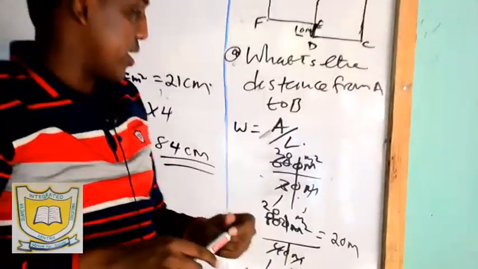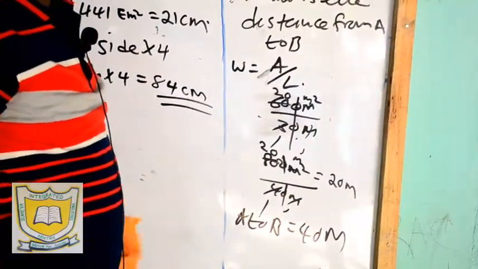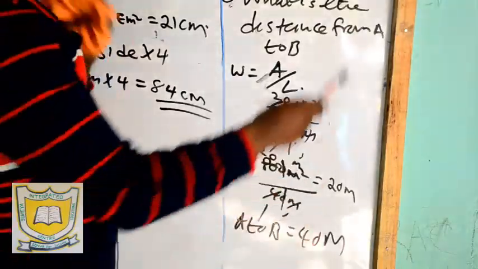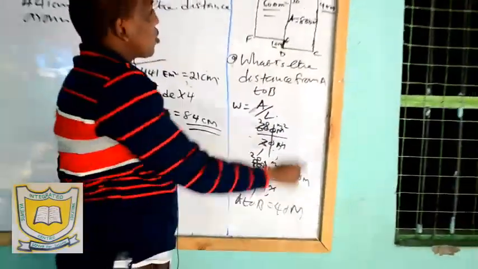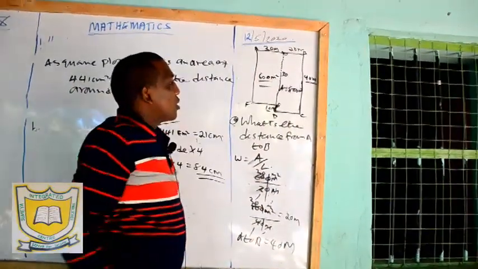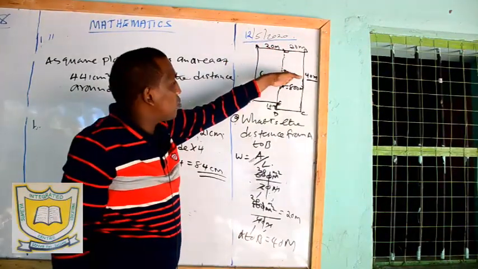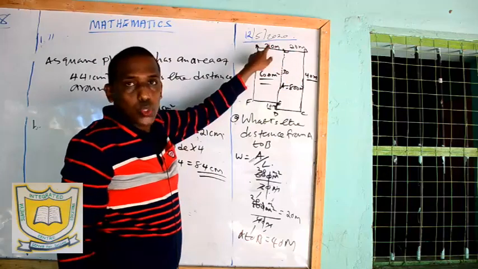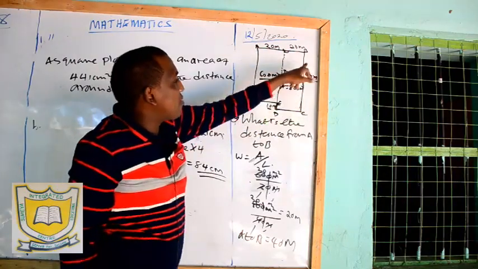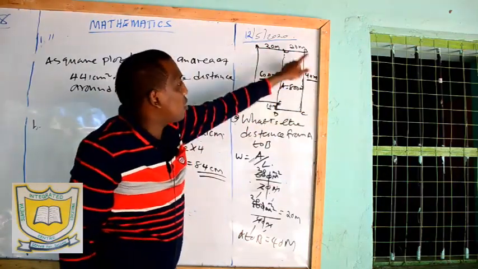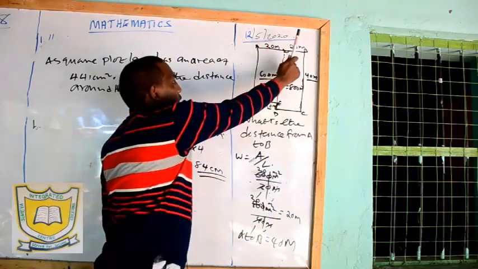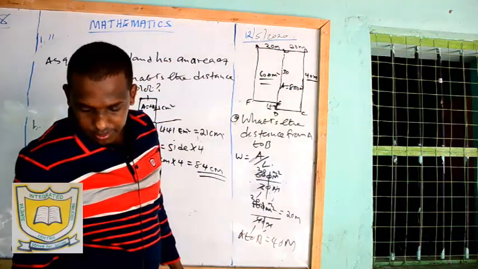That's how we get it. So in short form, they're asking for the width of this rectangle. They're also asking for the width of this rectangle. To get the width of this rectangle, 600 divided by the length, which is 30. 600 divided by 30 is 20. 800 divided by the length, which is 40, you get 20. They're asking now from here to here. That's what they're asking.